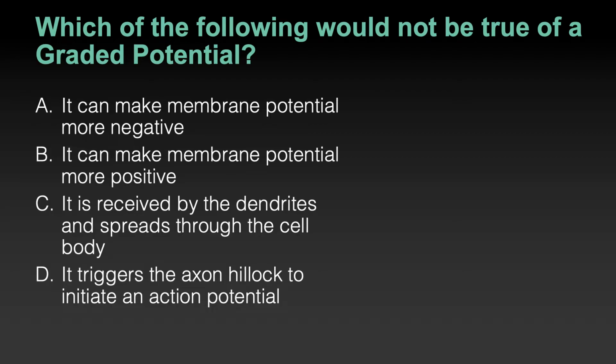Can a graded potential make membrane potential more negative? Can it make it more positive? Is it received at the dendrites? And does it trigger an action potential? Which one of these is not automatically true? If a graded potential is registered inside a neuron, which one of these won't automatically happen?